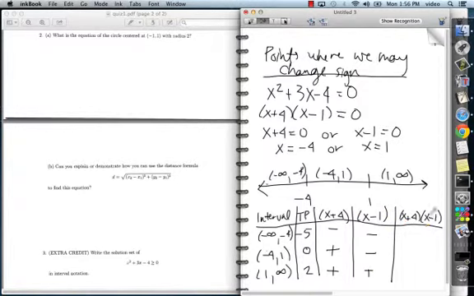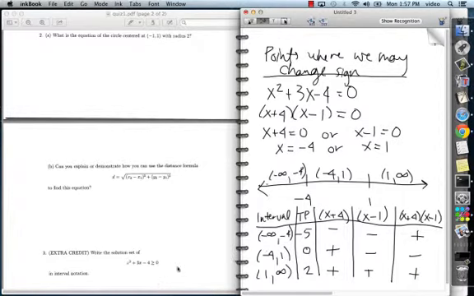So now the product here, we have a negative number. So when x is negative 5, we have negative times negative. So a negative number times a negative number is positive. Okay, for x equals 0, we have a positive number times a negative number, which is negative. For x equals 2, we have a positive number times a positive number, which is positive.